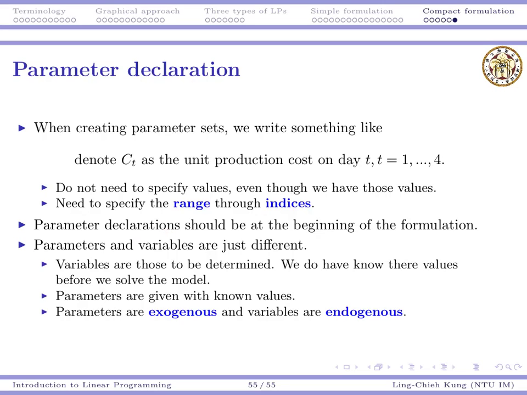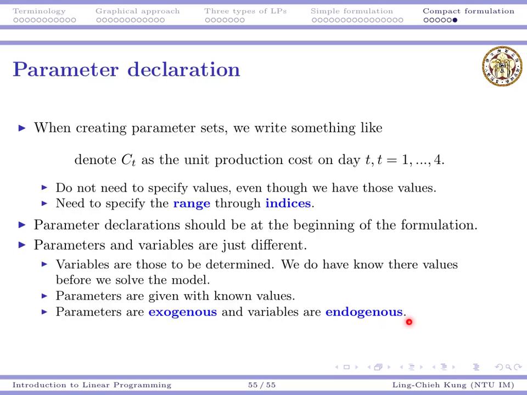Parameters and variables are certainly different. Variables are those things that we are going to decide. We do not know those values before we solve the model. But the parameters are given with known values. It's important for you to understand in your formulation which parts are variables and which parts are parameters. Only if you have a clear idea about that may you write correct programs. Finally, parameters are called exogenous and variables are called endogenous.